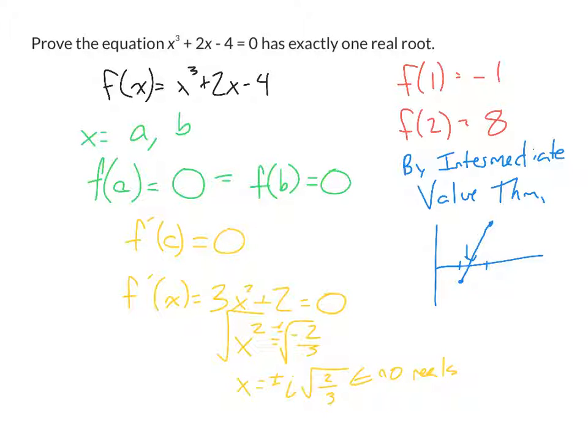So our assumption that there are two roots, an a and a b, must be false. This does not occur because there is no way for us to have a critical value between a and b. So we've essentially proved that there's no max or min, therefore we cannot cross the x-axis twice. And that's information about Rolle's theorem. For now, we are done.